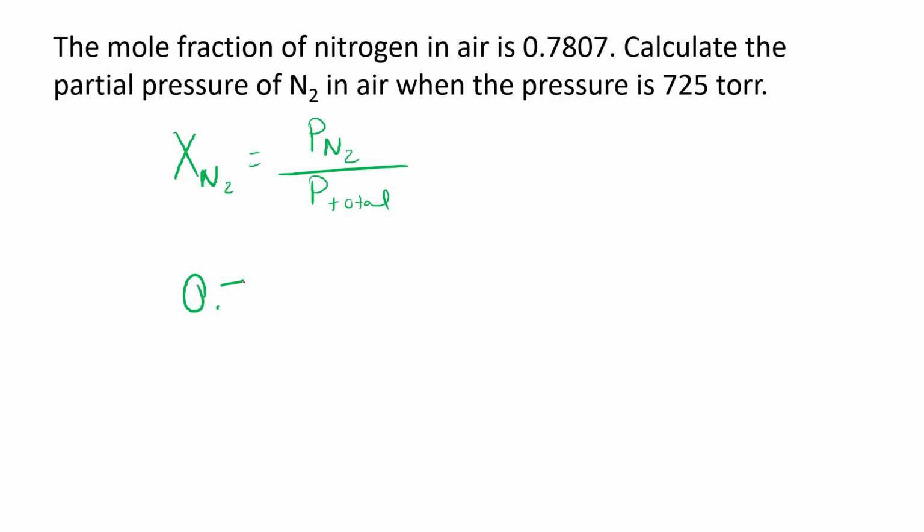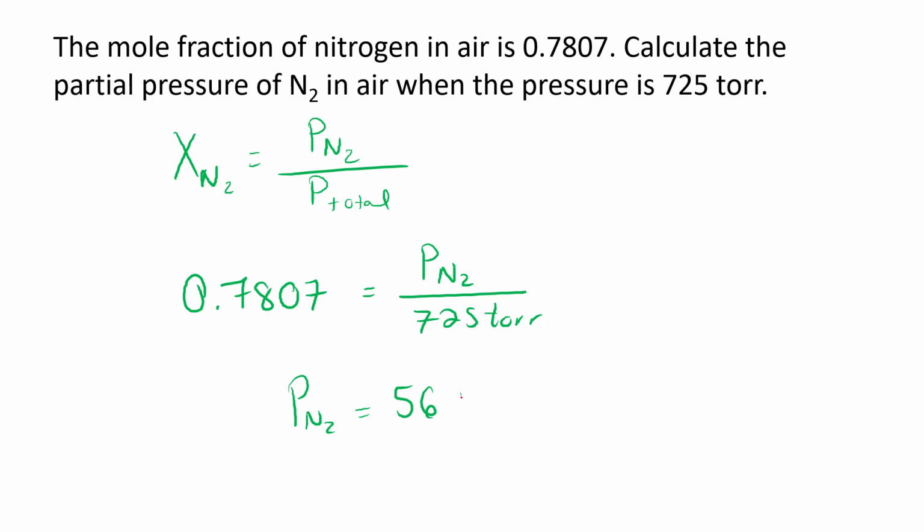So your mole fraction is known, 0.7807, no units, that tells you it's a mole fraction. Then we're trying to solve for the partial pressure of nitrogen, and then the total we have is 725 torr. Since torr is my unit, that's going to be the unit I report in the end. And so my partial pressure of nitrogen is 566 torr. And that's my final answer.